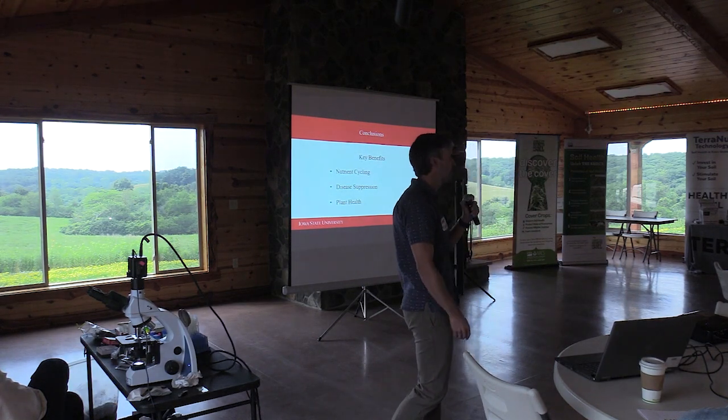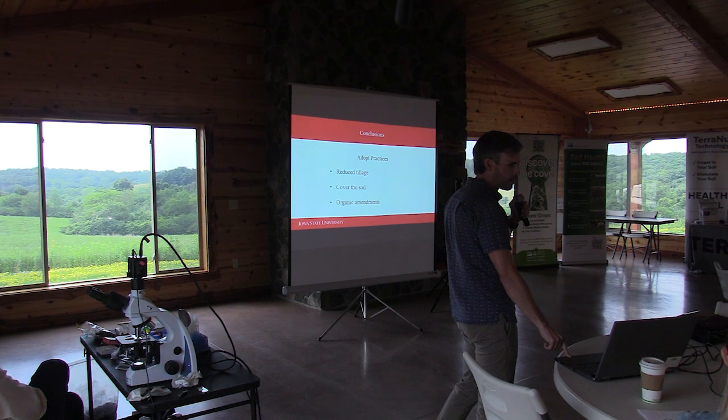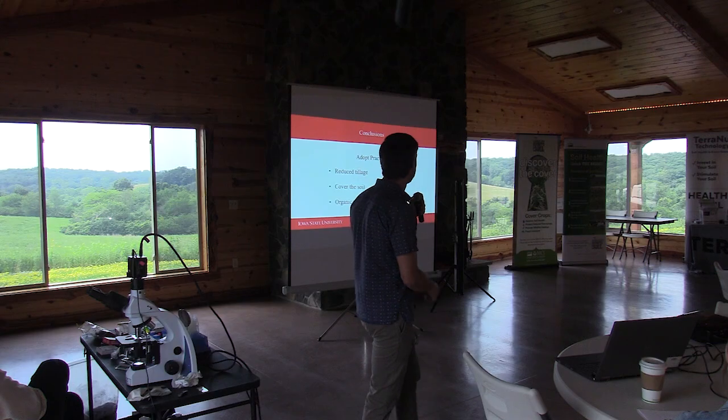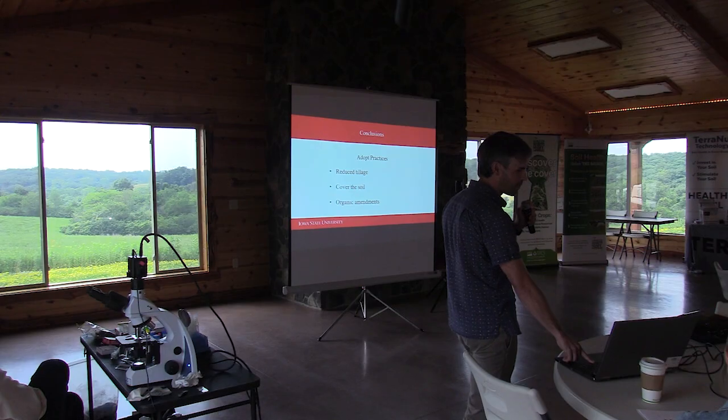So in conclusion, some of the key benefits of a healthy soil biology and healthy soil microbiome are improved nutrient cycling, disease suppression, and better plant health. The practices I mentioned that we can do to promote these are reduce tillage, covering the soil with either cover crops or mulch or residue, and then organic amendments through compost or manure.